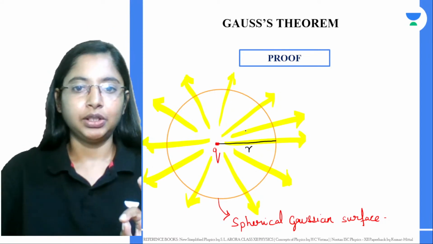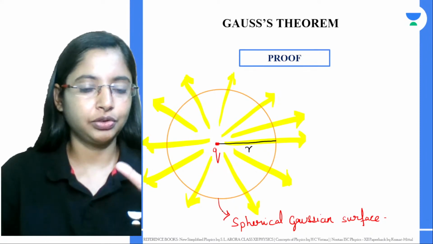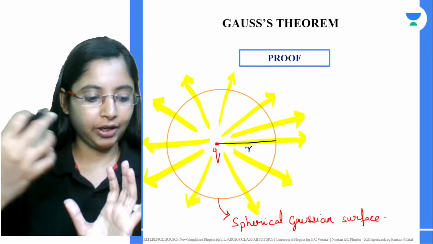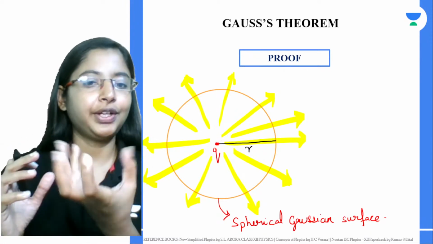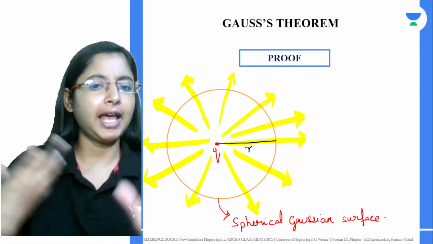Now, there are field lines going everywhere around. So the number of field lines going at each, if you take a very small area on the surface, because this is a surface, think of a ball. There is a charge in the center of a ball, and there are field lines coming everywhere around.